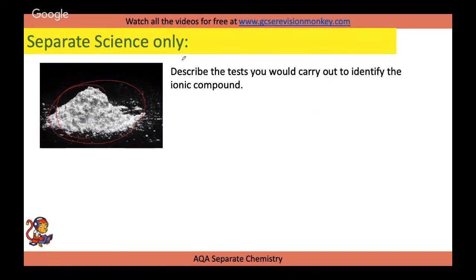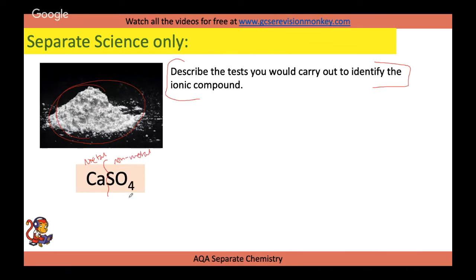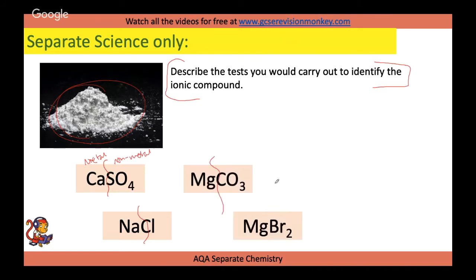You could be asked in an exam to describe the test that you would carry out to identify the ionic compound. So an ionic compound consists of a metal and a non-metal. For example, it could be calcium sulfate, it could be sodium chloride, it could be magnesium carbonate, magnesium bromide, potassium iodide, or copper sulfate. Okay, it could be any one of these things if we didn't know what it looked like. So we need to do some tests.